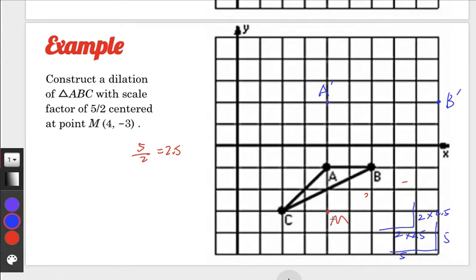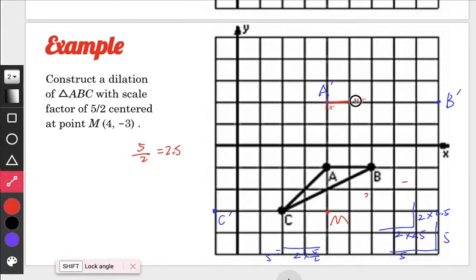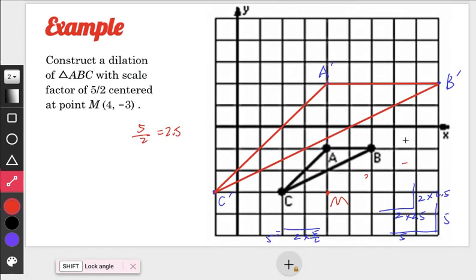And for M to C, it is 2 spaces to the left. I'm going to multiply this by 5 over 2, which is 5. That means I'm going to start from M and go 5 spaces: 1, 2, 3, 4, 5. This is my C prime. Last, same thing, I'm not really going to multiply, I'm going to connect them. Sorry for that. And as you can see, they are exactly the same, right?